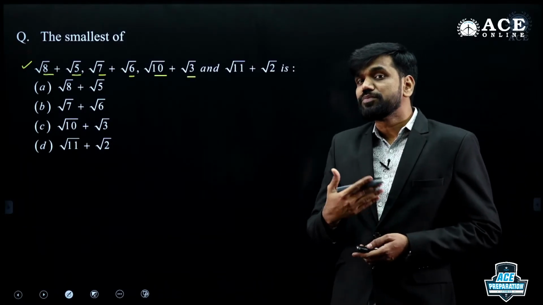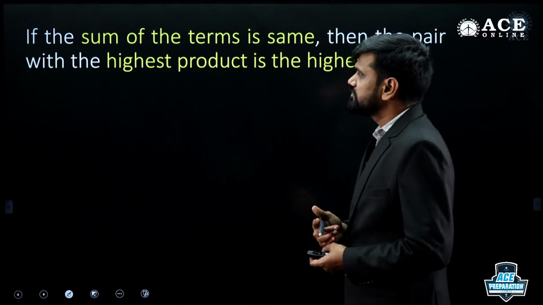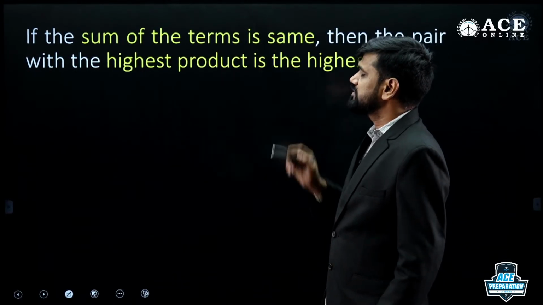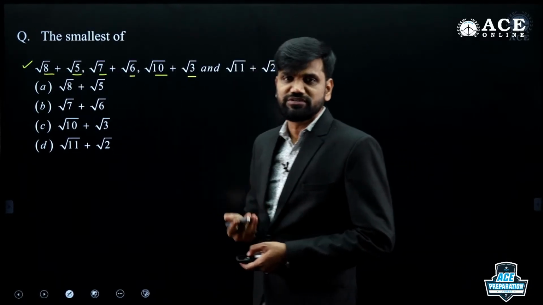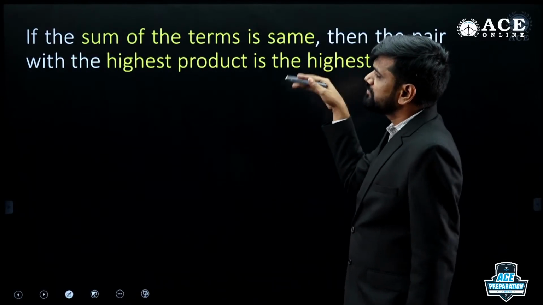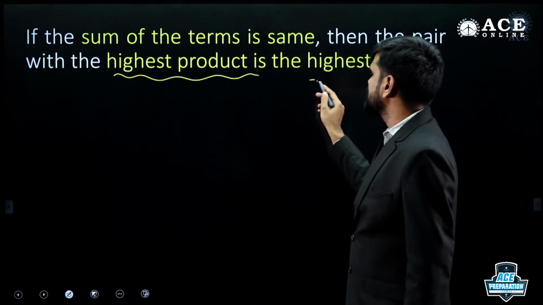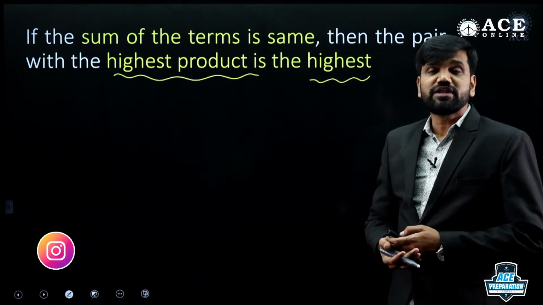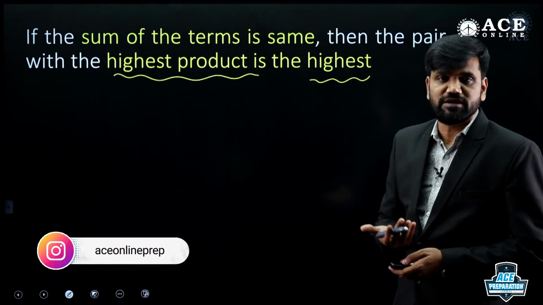So the first property that you have to understand is whenever you are given that model, if the sum of the terms under square root is same, then in such a case the pair with the highest product is the highest. You may be getting a doubt like, why sir, what is the reason behind? I'll just show you how and why that is coming.